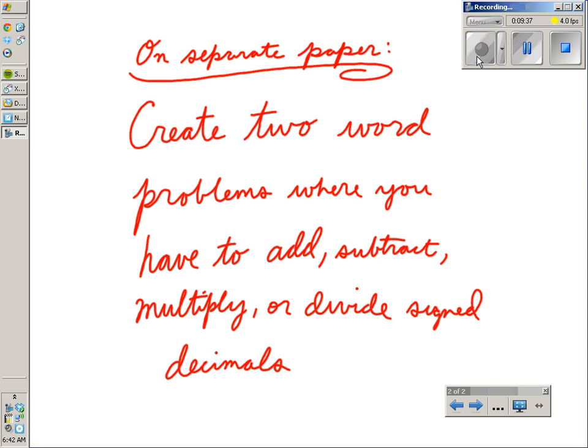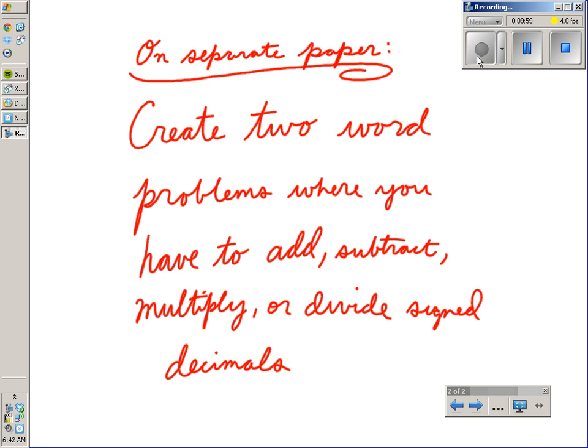All right, so that's the end of our notes for today. On a separate piece of paper for tomorrow, we would like you to create 2 word problems where you have to add, subtract, multiply, or divide signed decimals. And go ahead and solve those and put the answers on the paper.